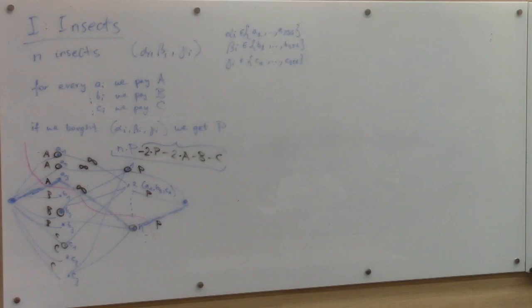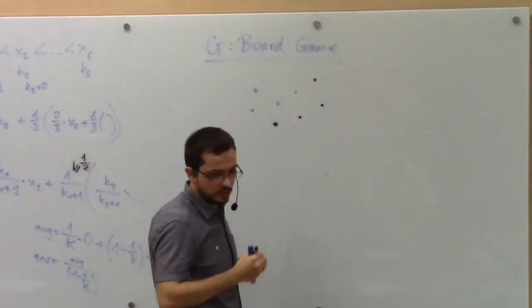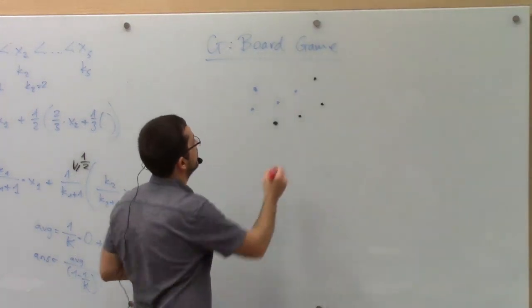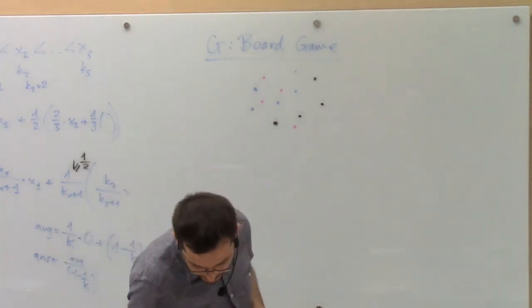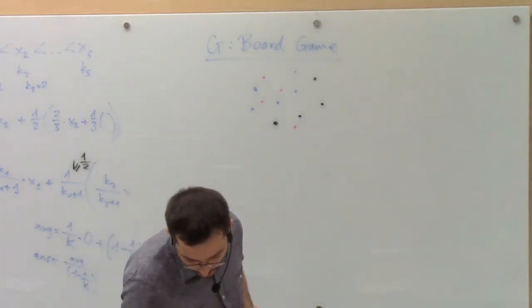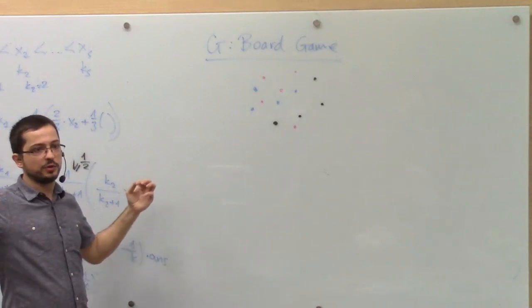Okay, problem G, Boardgame. In this problem, this was a geometry problem. We have n colored points on the plane. So we have points of different colors, and we wanted to find a pair of points which have different colors and which are as far as possible from each other.